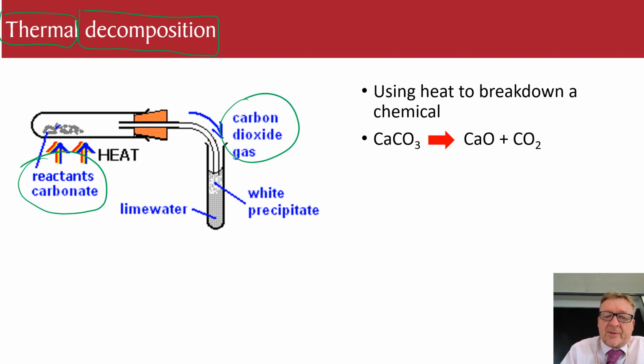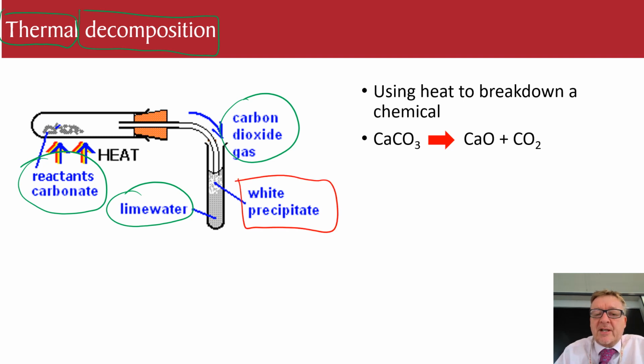You know it's carbon dioxide gas because you pass it through lime water, and if you pass it through lime water, you get a white precipitate. That is then the carbon dioxide test. And the chemical formula here is calcium carbonate, and what you do is you make calcium oxide and the gas carbon dioxide.